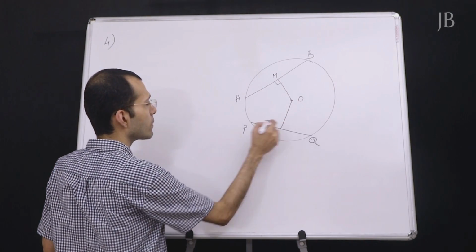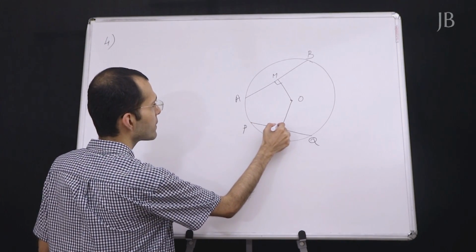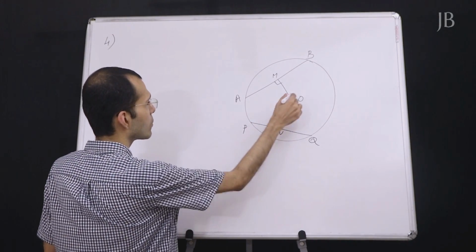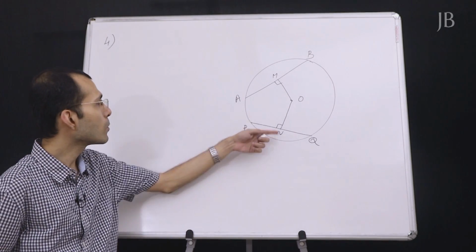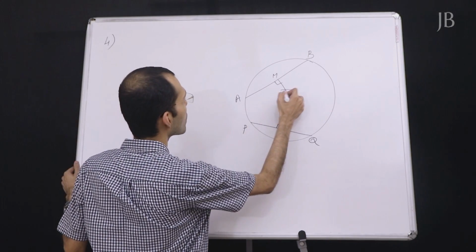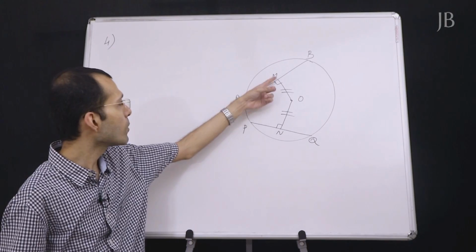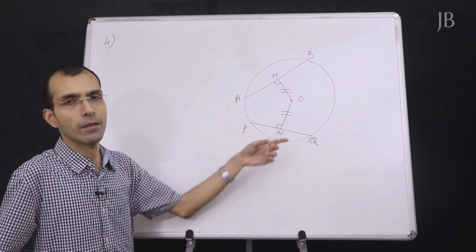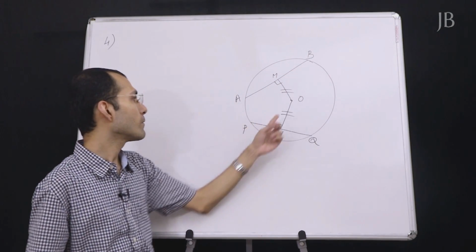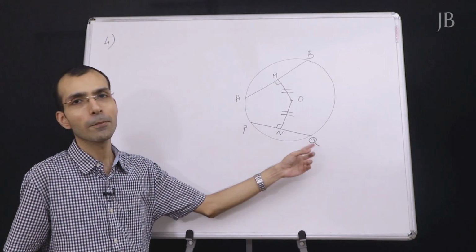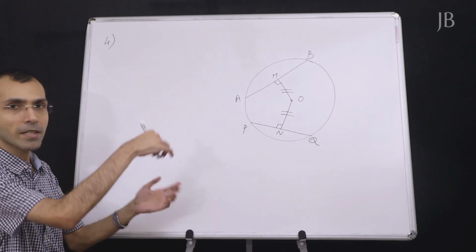And how far will the chord PQ be from the center of the circle? Perpendicular distance again. We can't go on taking slanting distances, no? Because they keep changing. Okay, so ON. And it is given OM is equaling ON. So what can we infer? Chord AB will definitely equal chord PQ. So this is the converse of the previous concept.